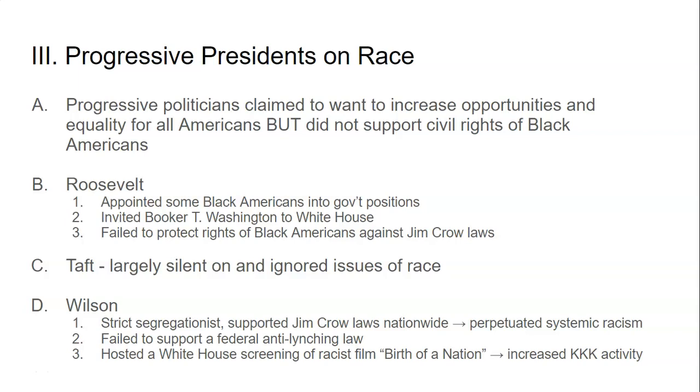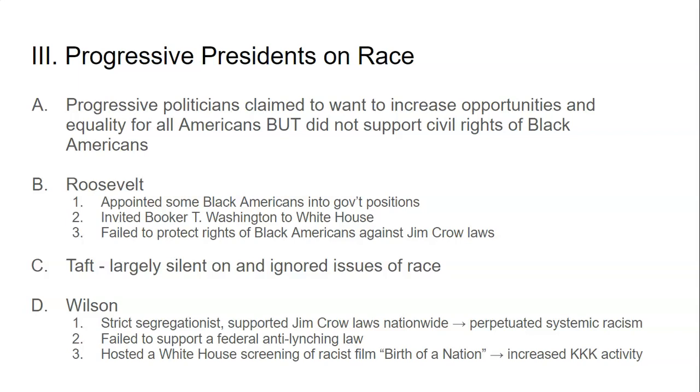He didn't use his bully pulpit per se to speak out on issues of race. Taft, he wasn't a super effective president anyway, and he just remained kind of largely silent on racial issues and basically ignored it. And then Wilson is remembered in history as being a pretty staunch racist. He was a very strict segregationist. He supported Jim Crow laws nationwide. This is going to just strengthen and perpetuate systemic racism in the US. He failed to support a federal anti-lynching law that would have made lynching a federal crime. He did not want anything to do with that.